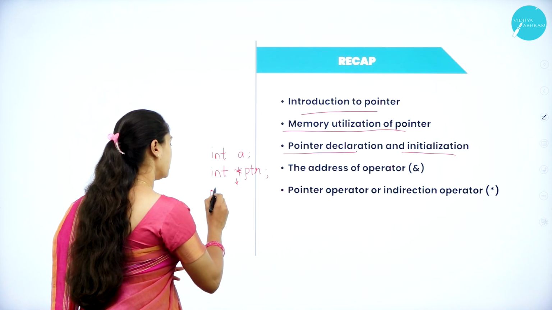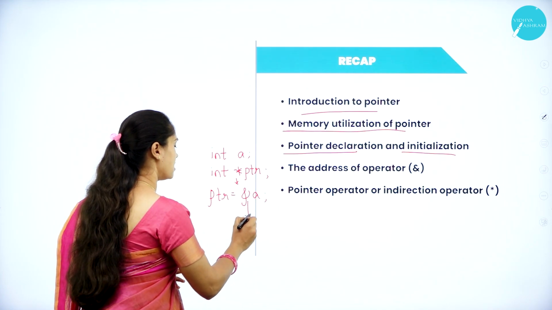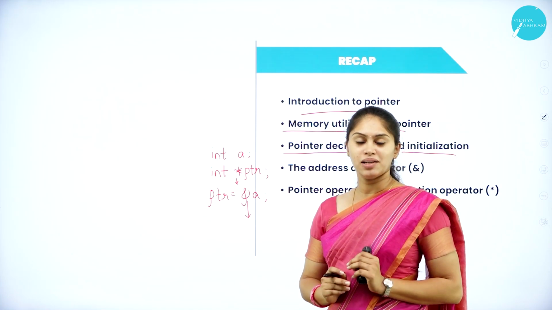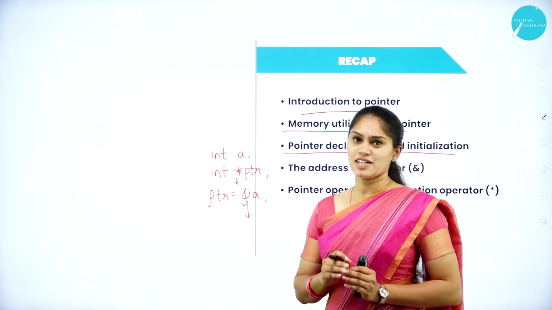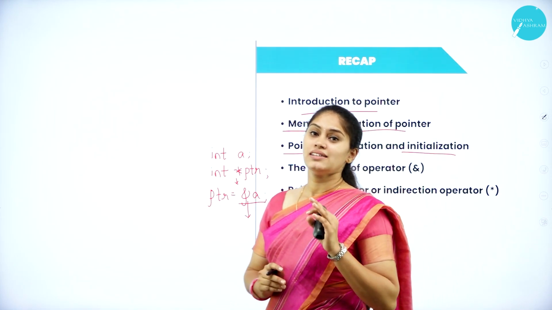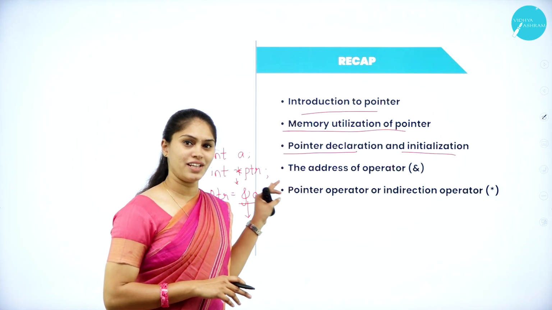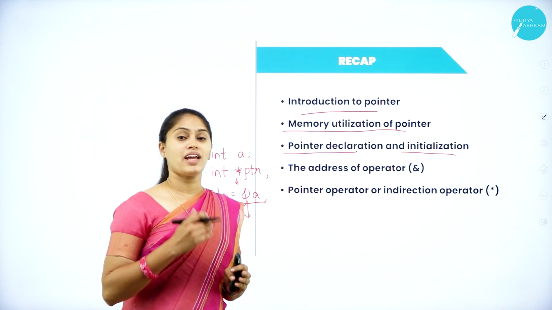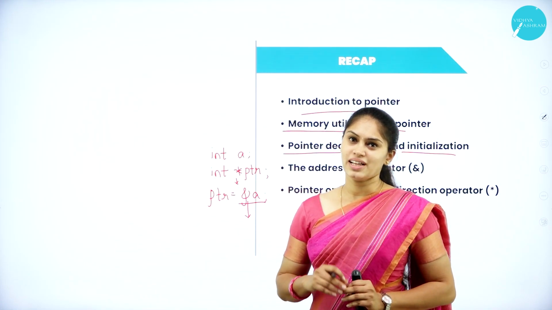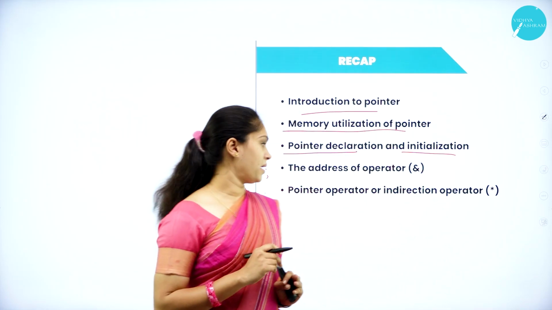How to use that one? PTR is equal to ampersand a. So this ampersand is nothing but the address of operator. What is the operand or variable that I am specifying with this address of operator? That is ampersand a. So this means this pointer, PTR, will hold the address of this variable a. Where it is located in the memory location, that address will be stored in the pointer variable. So these are the things that we learned in the previous session.